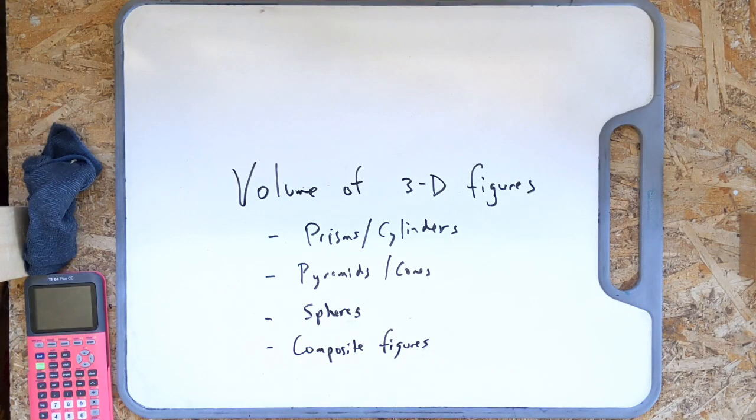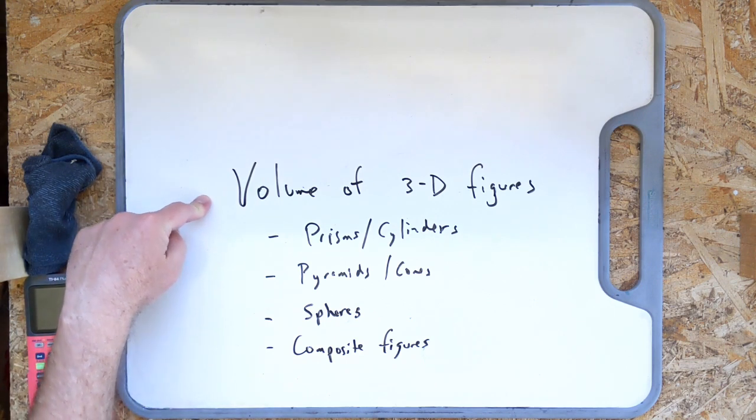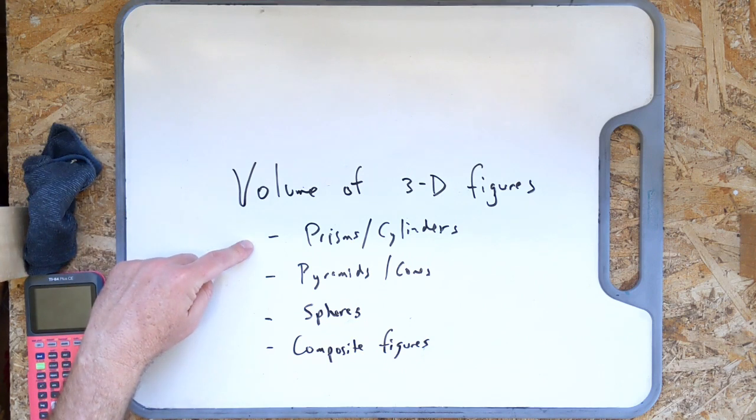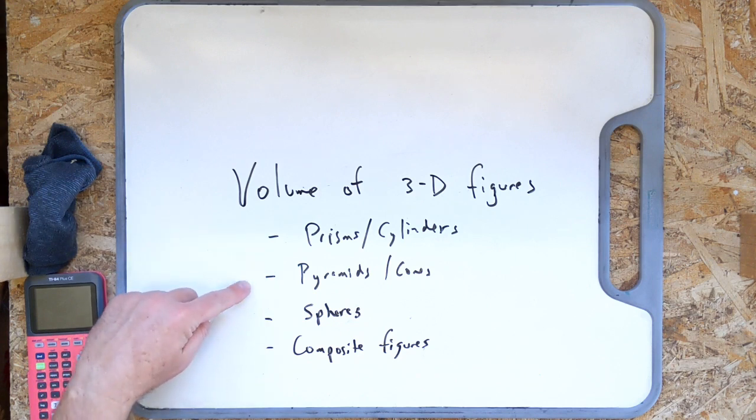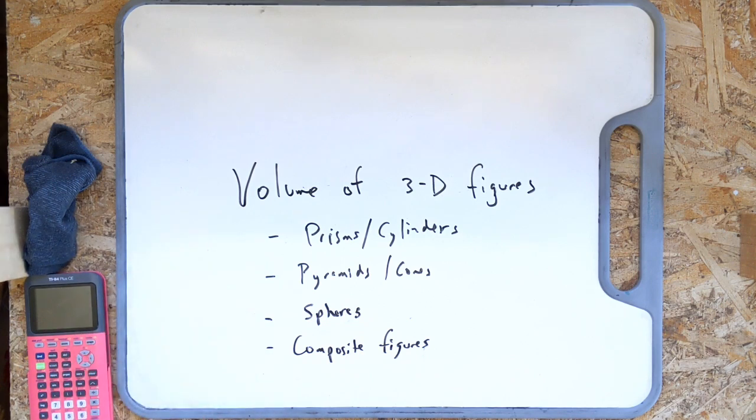Afternoon. This is the final lesson in the surface area and volume section for 3D figures. Today we're actually going to do volume. And I'm going to walk through all the figures we did surface area for again, starting with prisms and cylinders. You'll see why I put these together in a moment. Pyramids and cones, spheres, and finally what are called composite figures, which means a combination of these things.